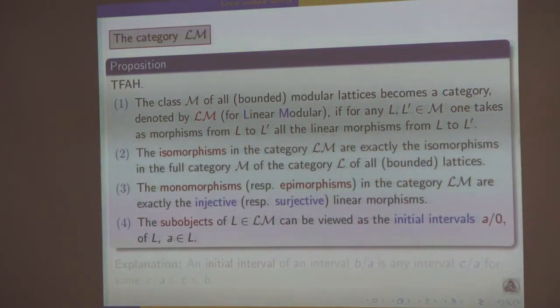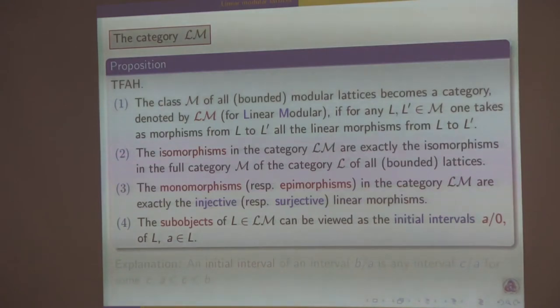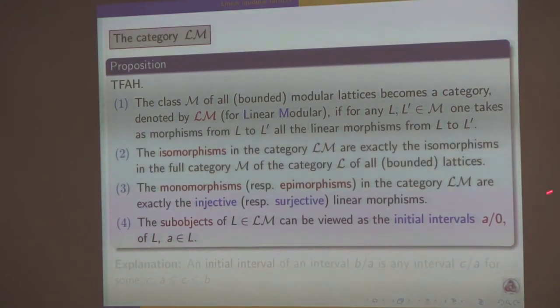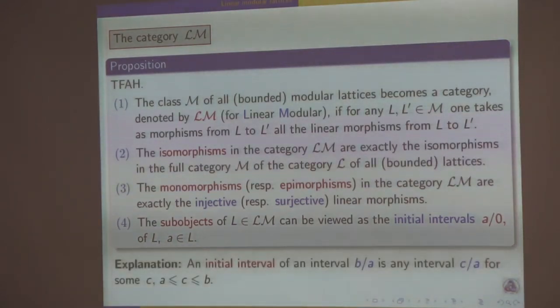This is very important. This was one of the reasons. The subobjects in this category of a lattice L are the initial intervals, A over 0 for any A in L. The subobject is not as in the category of all bounded lattices, not necessarily linear, where it is a sublattice, but here it is the initial interval. So let me explain: an initial interval of this interval AB is something like C over A, this interval for some C over A.